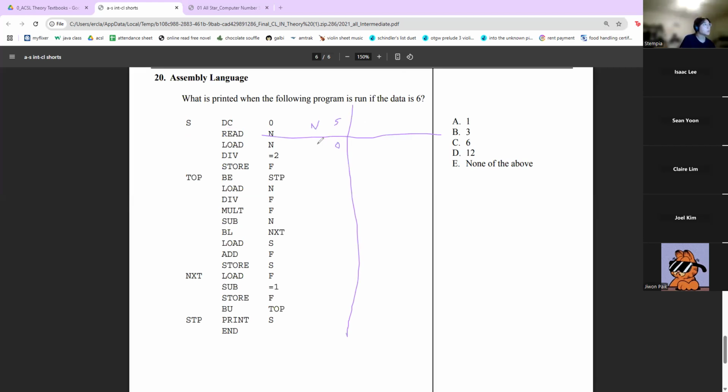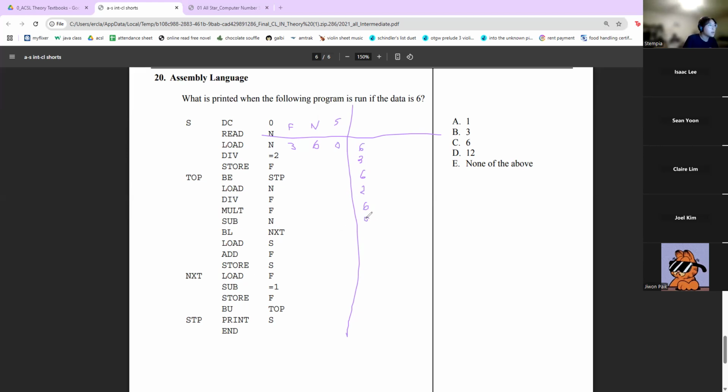S is declared as 0, N is declared as 6. We're gonna load N, divide by 2, and store this in F. If it's equal to 0, which it is not, we would go to SB, but it's not, so let's skip that. We're gonna load N again, divide by F, multiply by F. If it's less than 0, we would go to next, but it's not.